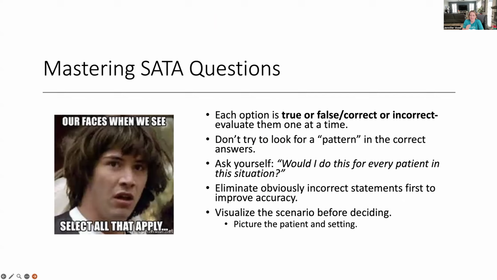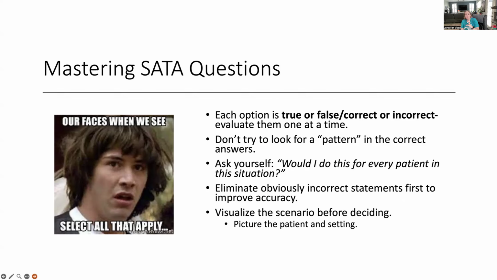We can't talk about nursing tips and strategies without talking about our dreaded select all that apply. SATA is the abbreviation, or that's what we say sometimes, which is select all that apply. When we are answering select all that apply questions, we need to keep it in our brains that each one of the answer options that we're looking at is its very own true false question, right? So then we can evaluate them one at a time, because remember, there's probably not going to be a pattern in those correct answers. So I don't need to compare them to each other. I only need to compare them to the stem, right?